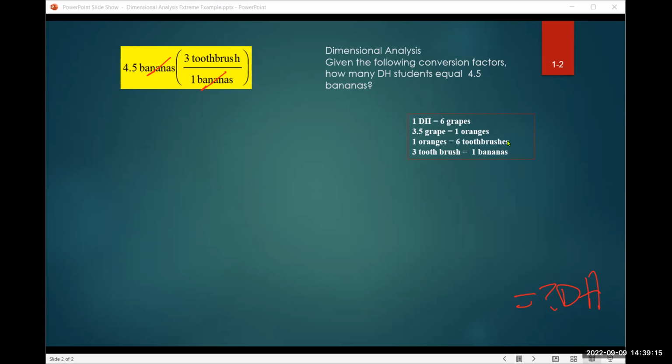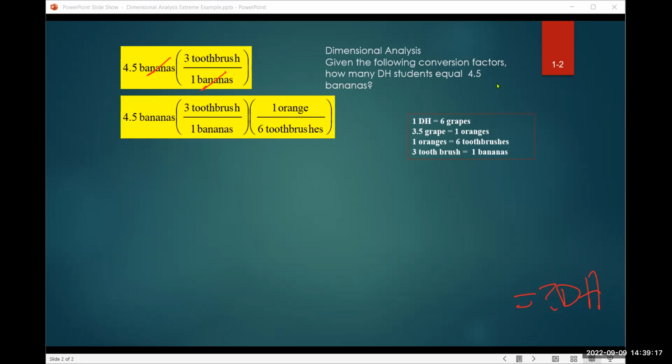And then looking at my conversion factors, I have one where I've got 1 orange and 6 toothbrushes. So now, keeping track of my units, we see bananas cancel, toothbrushes cancel, leaving me at this point, if I needed to stop the calculation, I would know how many bananas are equal to how many oranges, okay? If that was the question, I could stop there. But I'm not, because I've got to go to DH. So I need another factor.